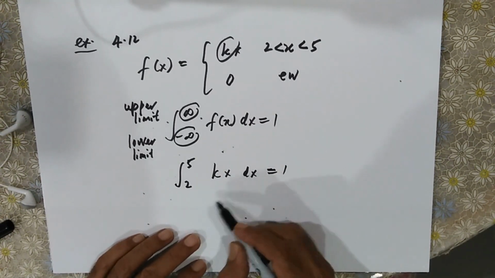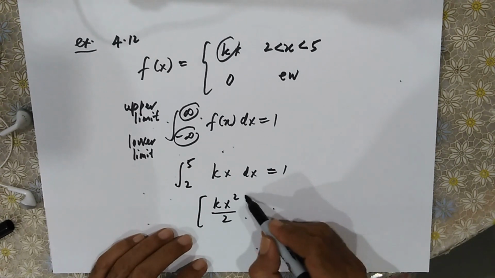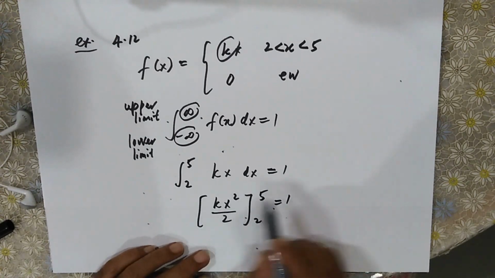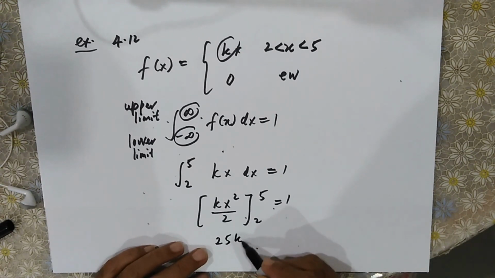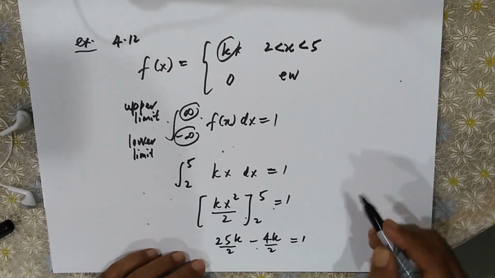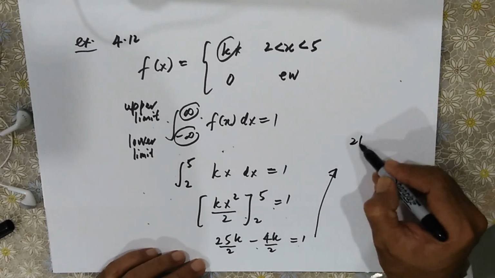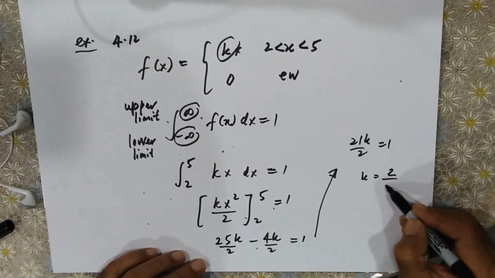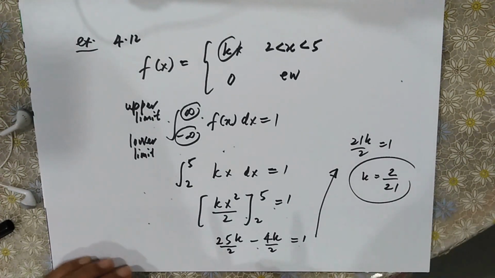If you integrate here, we'll have kx squared over 2, and substituting for 2 and 5, this must equal 1. If I substitute the values of 2 and 5 here, I get 25k over 2 minus 4k over 2 equal to 1. This will give me the answer of 21k over 2 is equal to 1, which means k is equal to 2 over 21. This is how we solve the problem here. Okay, k is 2 over 21.